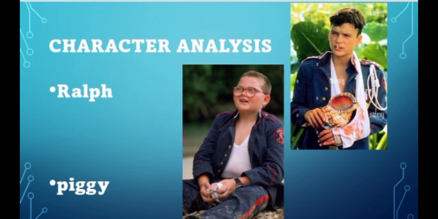Another character is Piggy. He belongs to a lower class family. He is a very intelligent boy. He also has asthma. In the novel, he is a symbol of science and logic. He is a positive character who helps Ralph every time. He is the one who wears glasses and his glasses symbolize logic and science.